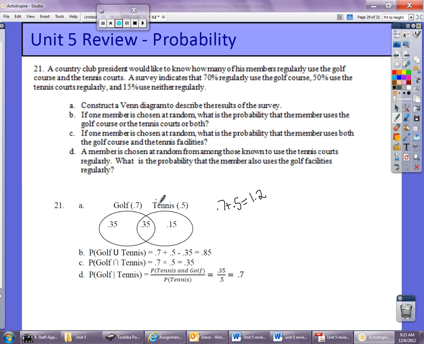In this case, in order to find that overlap, you have to calculate and. So what's the intersection, golf and tennis? So you multiply the two probabilities to get 0.35. In order to find the probability that they use the golf course or the tennis course, I have to subtract out that overlap, so I get 0.85. And then finally the probability that they use the golf course given they already use the tennis court. Again, tennis and golf divided by just the probability of tennis. Tennis and golf is 0.35 divided by the probability of tennis, which is just 0.5, and you get 0.7.